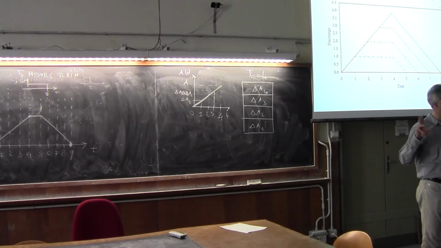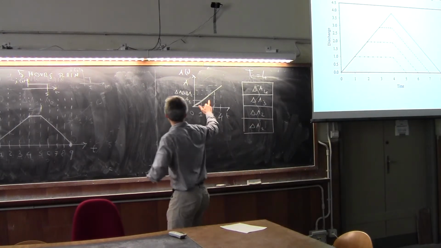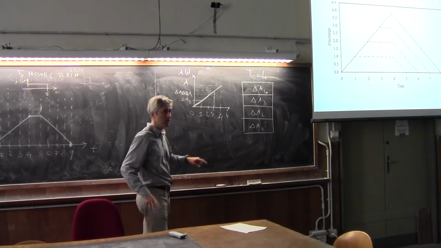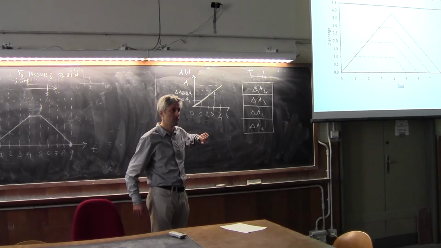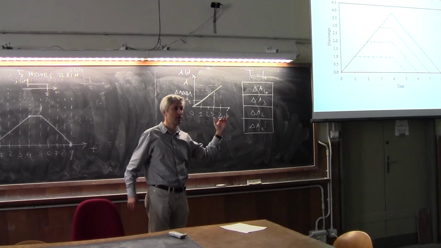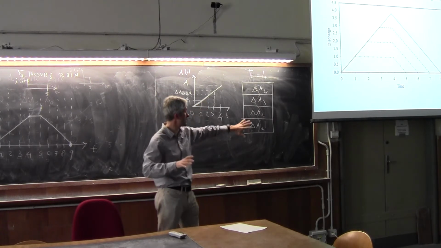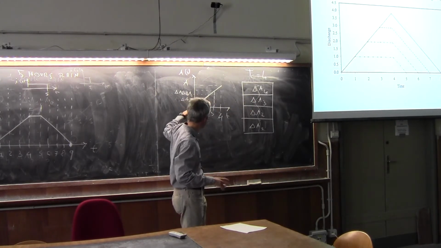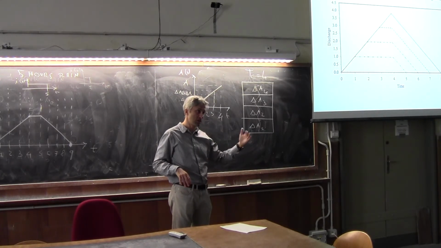I remind you the hypotheses we made. Rectangular shape of the catchment, which means linear area curve, and constant rainfall. These are the two assumptions. You can forget about the rectangular shape. Just let's say linear area curve and constant rainfall.